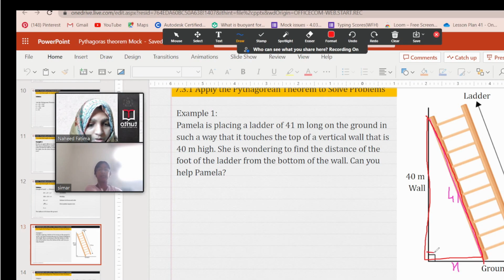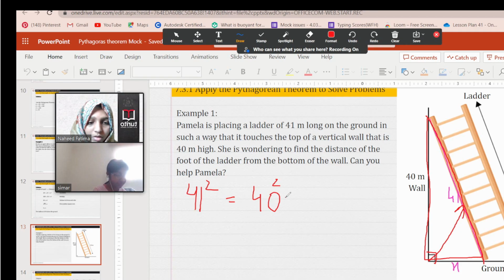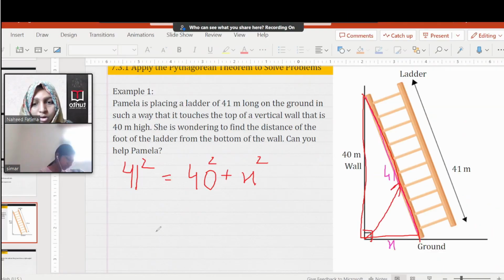Okay, so which one is hypotenuse in this case? The ladder, the 41 meters. Yeah. So just apply again the same way we did in the last question. 41 square equals side 1, which is 40 square, plus x square. What is 41 square? 1681.